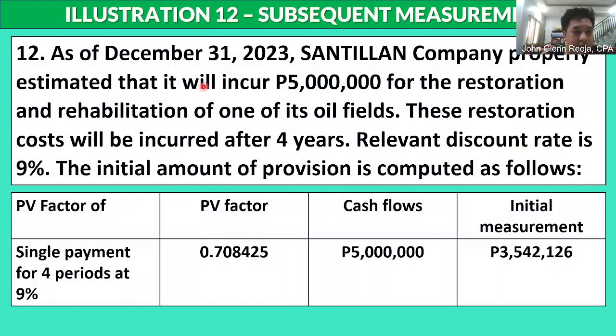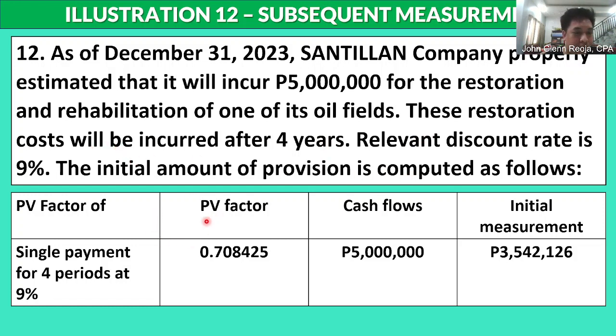So to illustrate, illustration 12: as of December 31, 2023, Santilan Company properly estimated that it will incur 5 million for the restoration and rehabilitation of one of its oil fields. Actually, this is a topic under wasting assets, pero makaka-cover din siya dito sa non-financial liabilities. Sabi dito, this restoration cost will be incurred after 4 years. So magbabayad siya ng 5 million after 4 years, that is a lump sum payment. Then the relevant discount rate is 9%. So how much will be the provision?